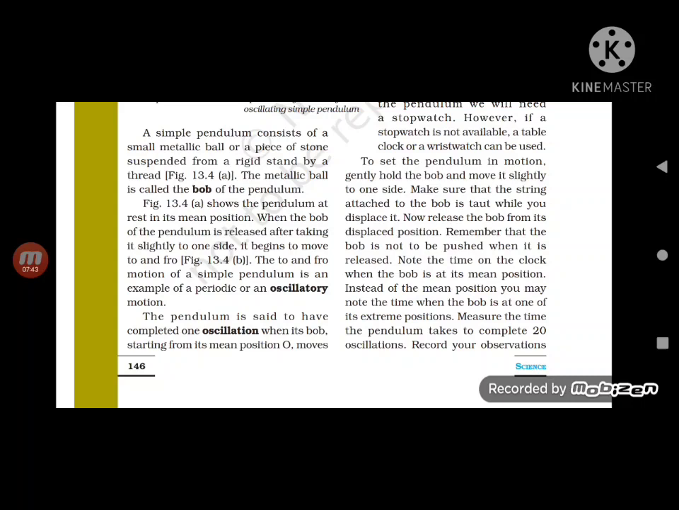तो to set the pendulum in motion, gently hold the bob and move it slightly, keeping the thread taut while you displace it. Now release the bob from its displaced position. Remember that the bob is not to be pushed when it is released.